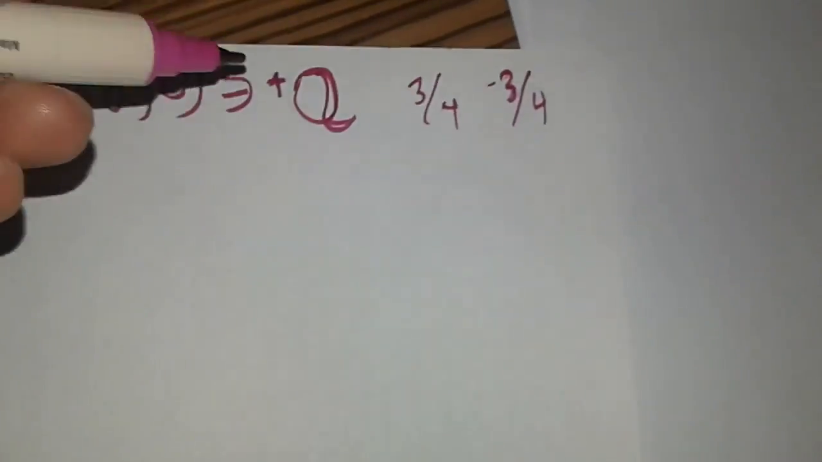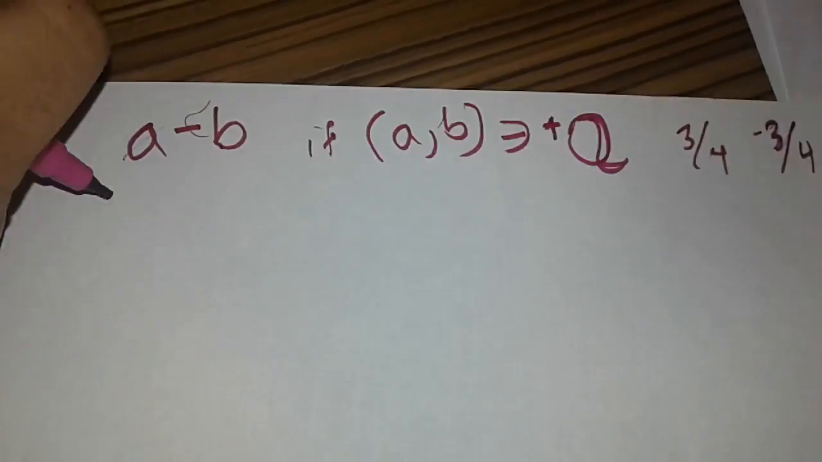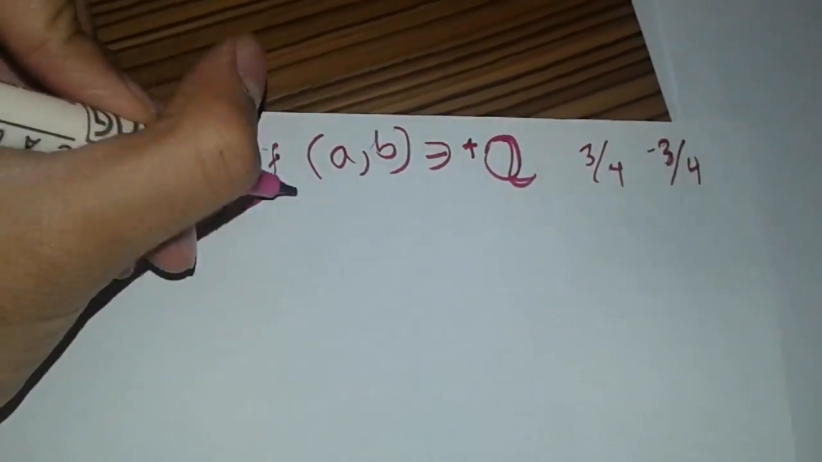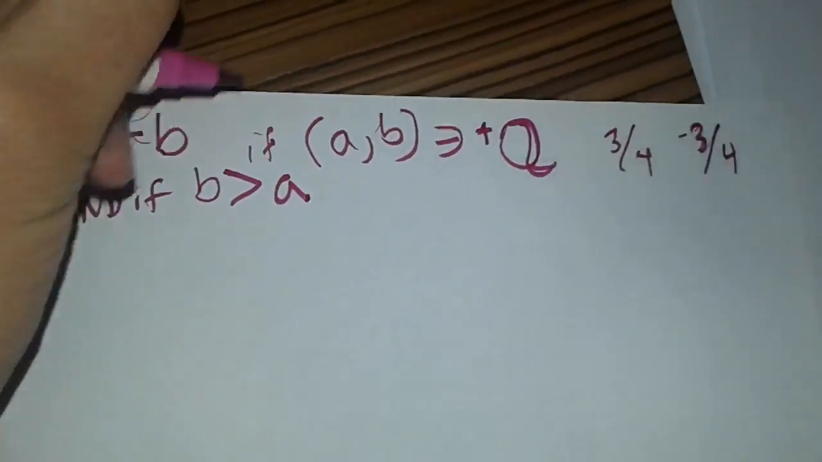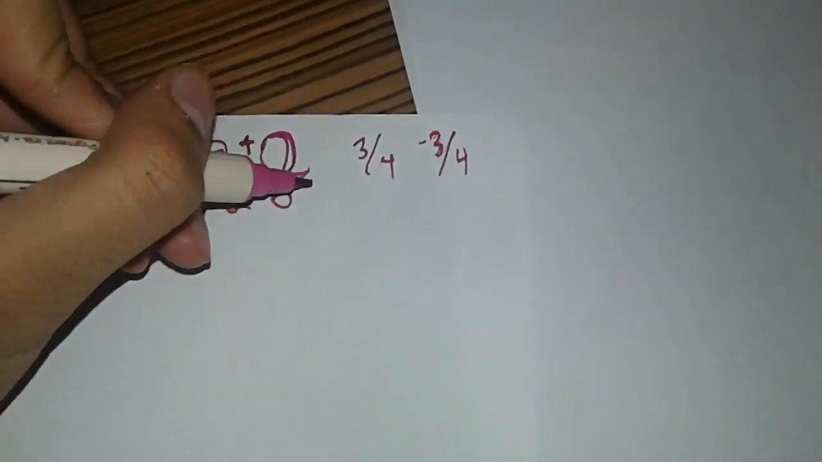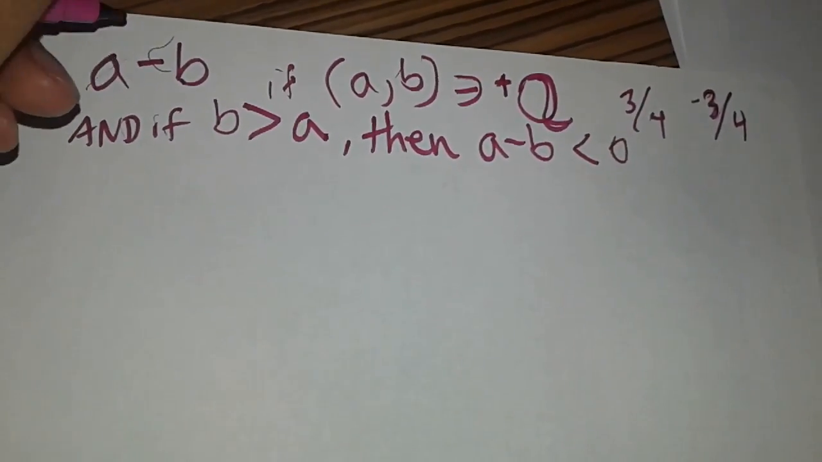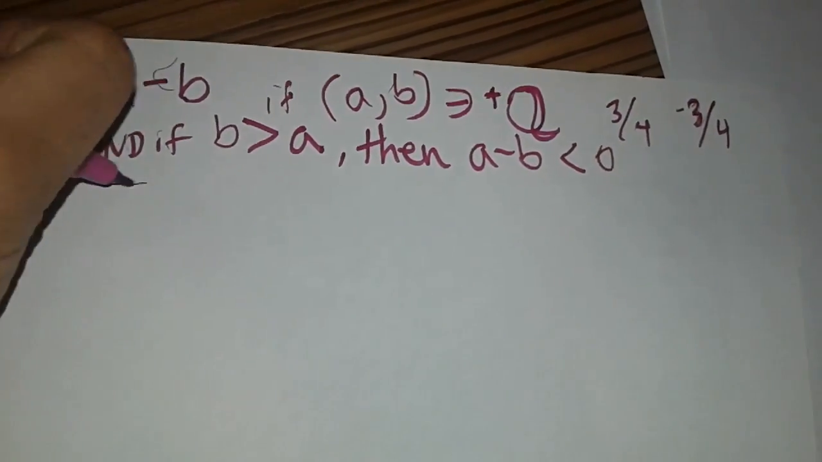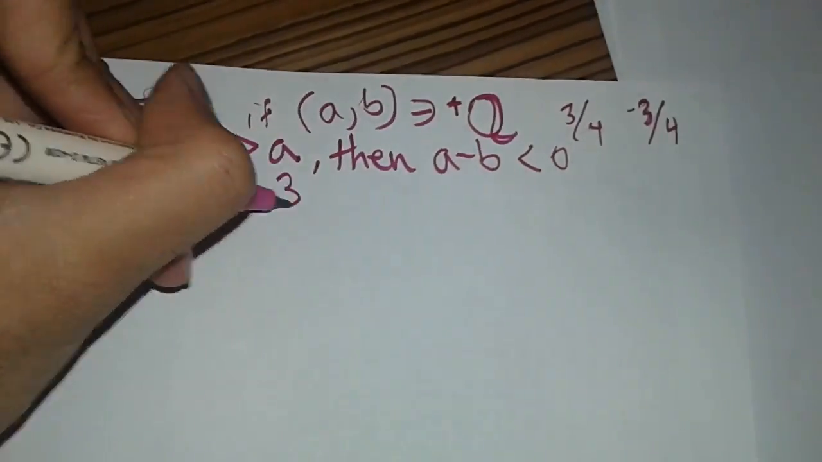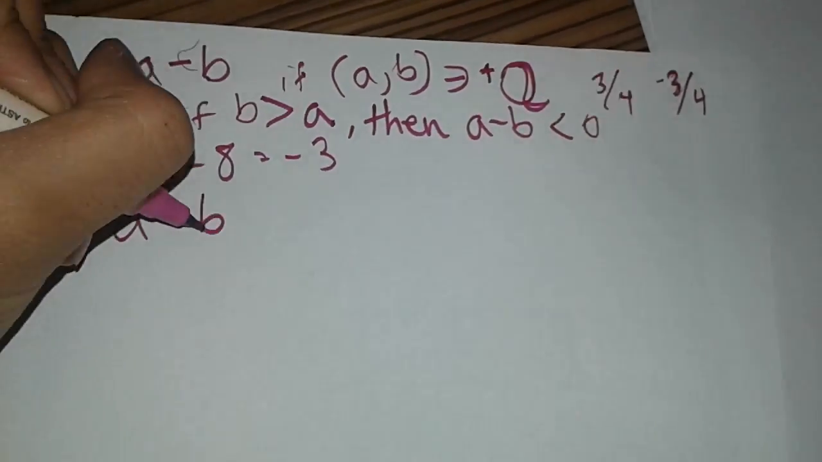The same situation applies. And if this B is greater than A, then that means A minus B has to be less than 0. Good example is our previous problem. If I try and remember that right now, I believe it was 5 minus 8 equals -3. The same applies if both these numbers are negative.